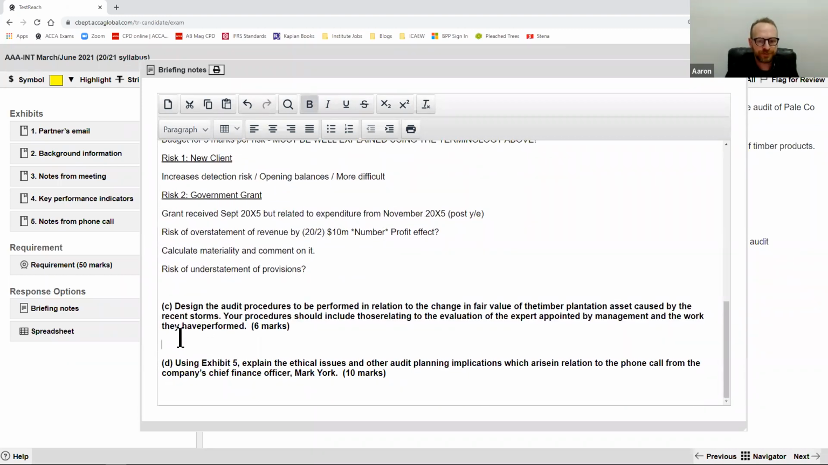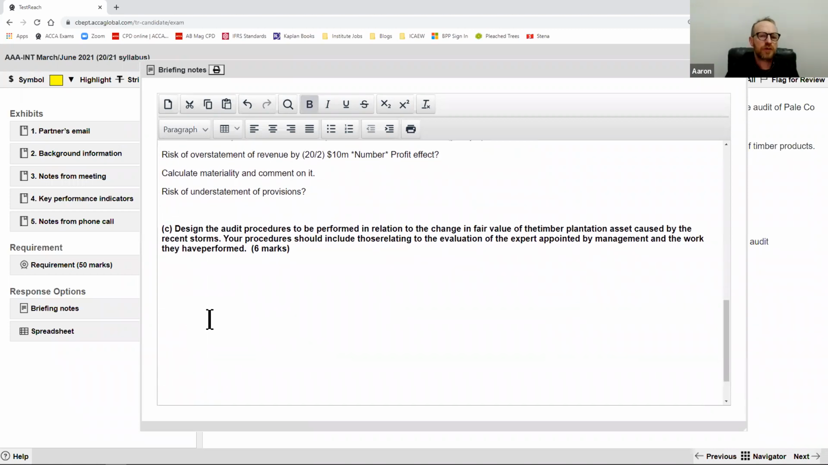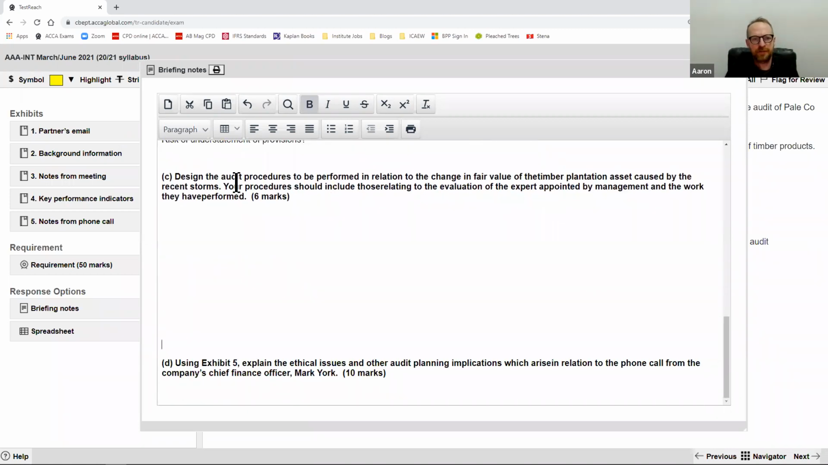This one's really important because it comes up all the time. Design the audit procedures to be performed in relation to whatever, the timber plantation asset, that sort of thing, including those relating to the expert appointed by management that they've performed.